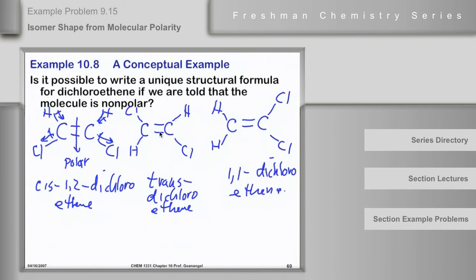Okay, now if we look at trans 1,2 dichloroethene, the two carbon-chlorine bonds are polar, but they balance one another. This one goes in this direction, that one goes in that direction. They're the same size, and they balance one another out. Same thing for the CH bonds. They balance one another out. So this one is nonpolar.